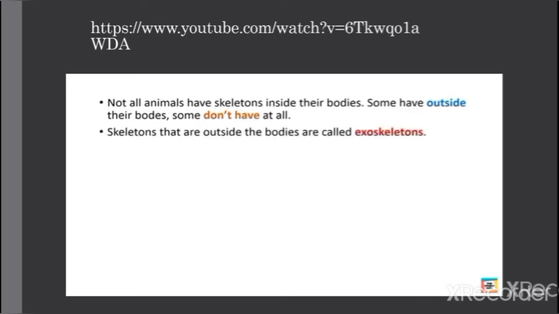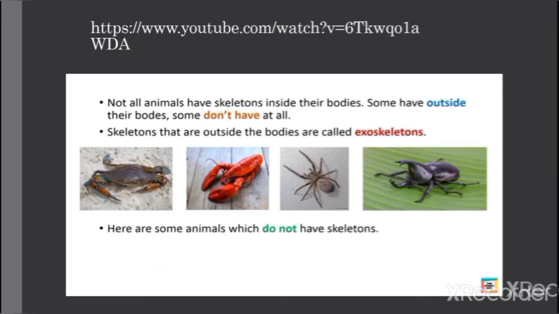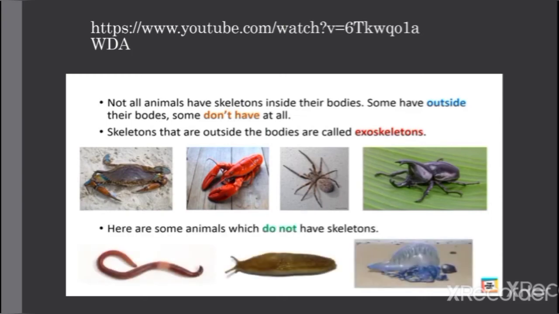Skeletons that are outside the bodies are called exoskeletons. Here are some animals with skeletons outside their bodies. The shells of crabs and lobsters and the hard outer covering of spiders and beetles are some examples of exoskeletons. Earthworms, slugs and jellyfish do not have any skeletons. This is why they move very slowly.